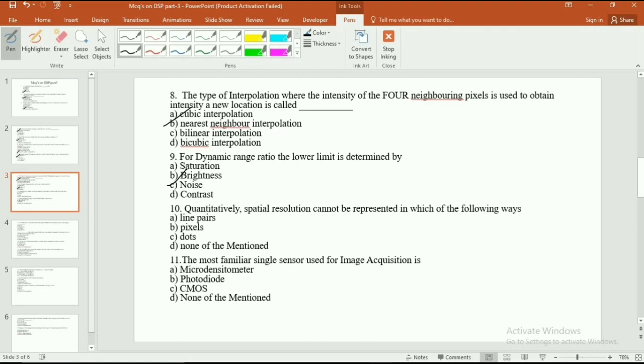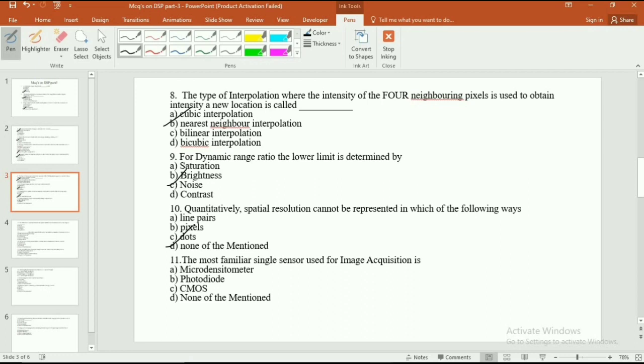Question number 10: quantitatively, spatial resolution cannot be represented in which of the following ways? Options are option number A line pairs, option number B pixels, option number C dots, and option number D none of the mentioned. And here the correct answer is option number D, none of the mentioned. There is no answer between these options.